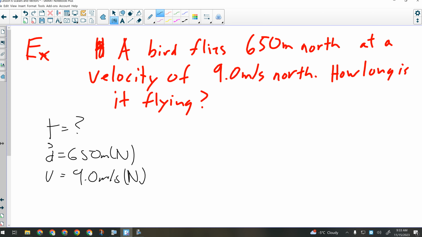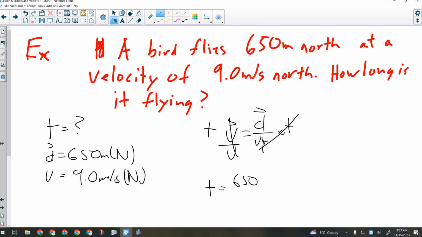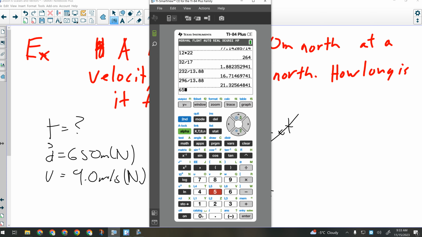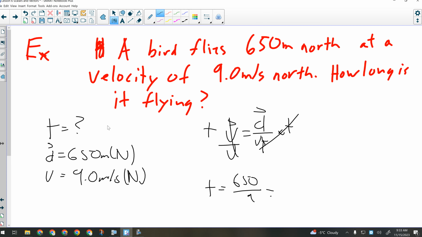If I'm looking for t, then I have to manipulate v equals d over t, by multiplying both sides by t to get it on the top of the equation, dividing both sides by v to isolate it. 650 divided by 9 gives me 72.2 seconds.